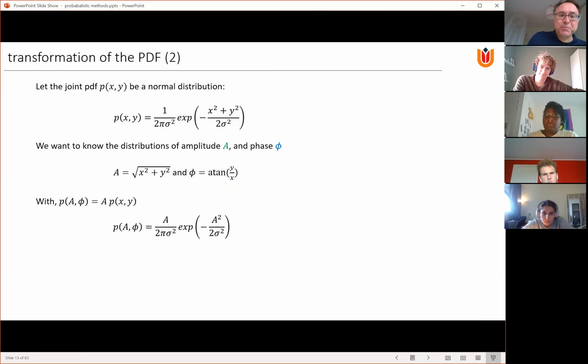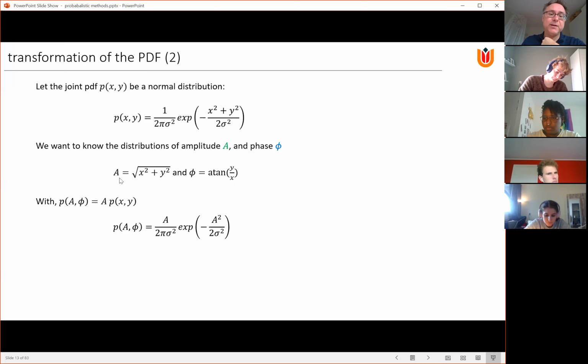Now, let's, for example, let that joint PDF be a normal distribution. So what you see here in the top equation is a joint normal distribution with x and y and some variance over there. And now we want to calculate the distributions of amplitude and phase.